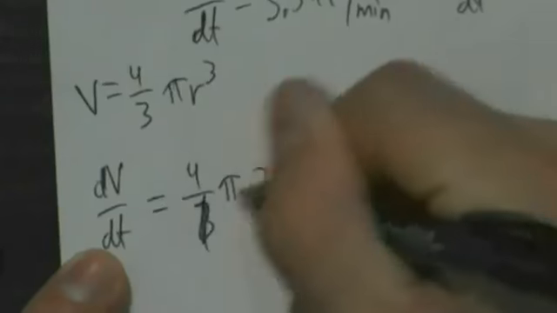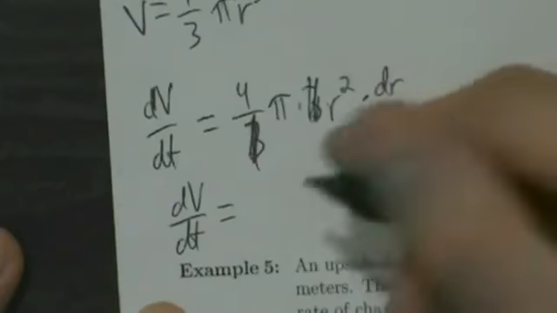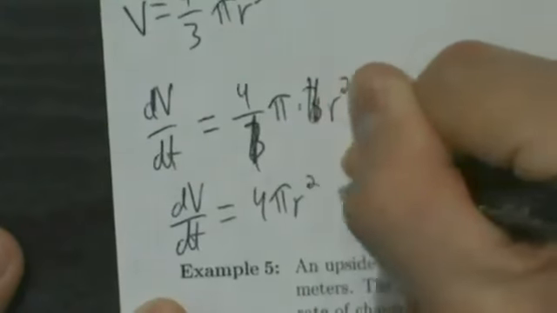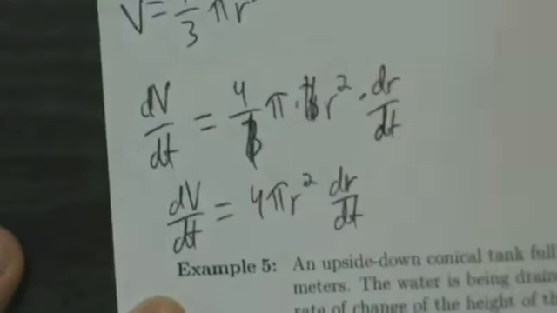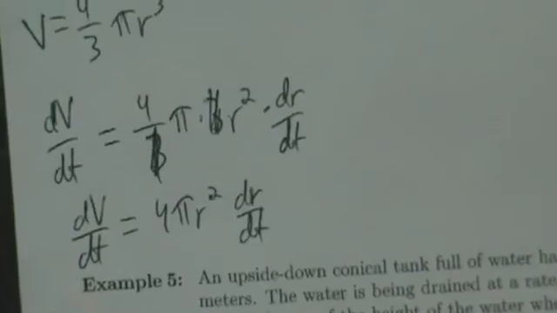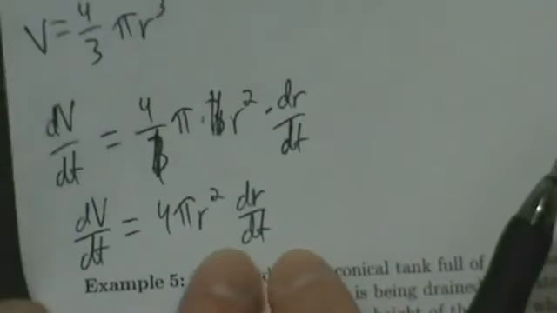Alright, so then the 3's cancel, and then we have dV/dt equals 4 pi r squared dr/dt. All right, so that's it for step 4, implicitly differentiate both sides of the appropriate equation with respect to time. And then step 5, plug in the known quantities and solve for the unknown variable.